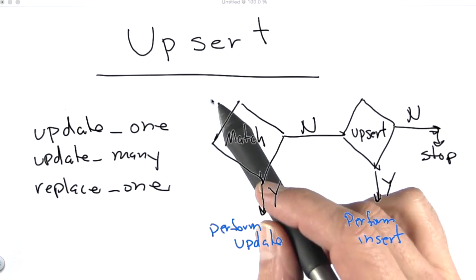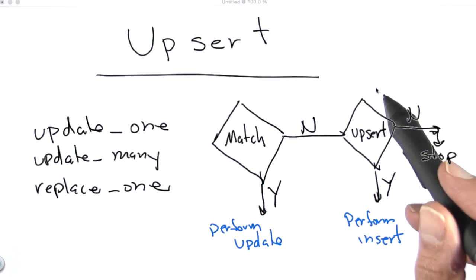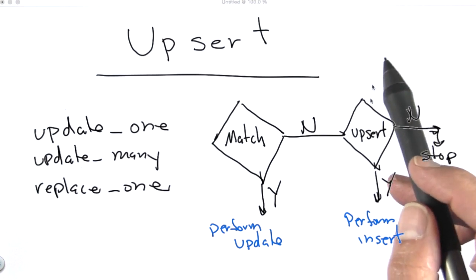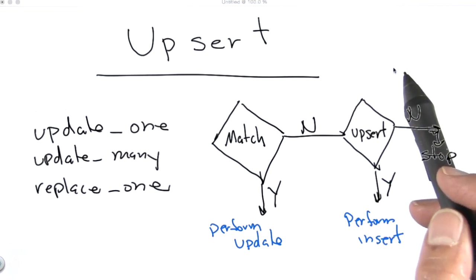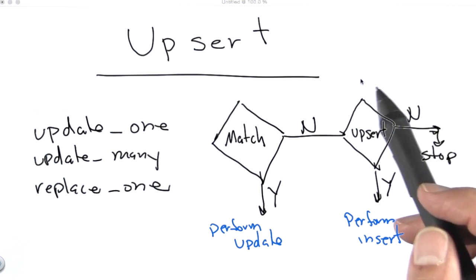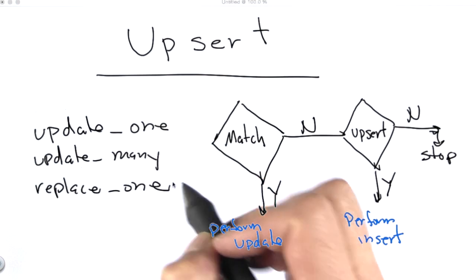Upsert says if I can't find a document to update, I want to insert one. And you specify upsert as the final parameter in an update or replace. You say upsert equals true or upsert equals false, and the default is false. Now, upsert affects update slightly differently than the way it affects replace one.